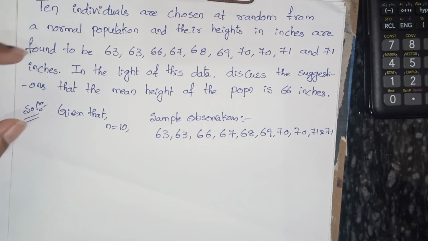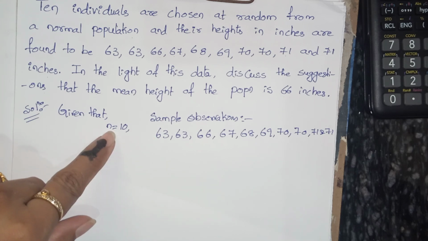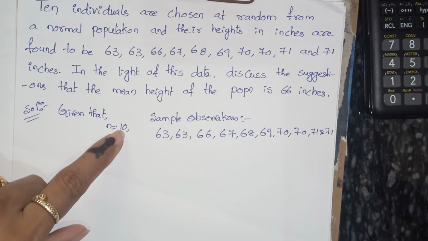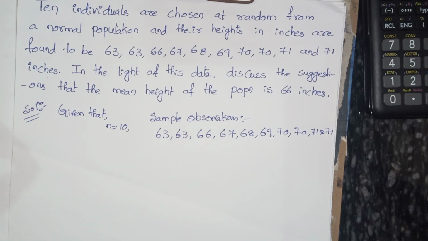So in order to calculate this, we are going to use the t-test. Why do we have to use the t-test? Because here the sample size is only 10. If the sample size is greater than 30, at that time we can use the normal distribution, that means the z test. But here the sample size is 10, so we should not use the z test. We have to use the t test in order to test the means.